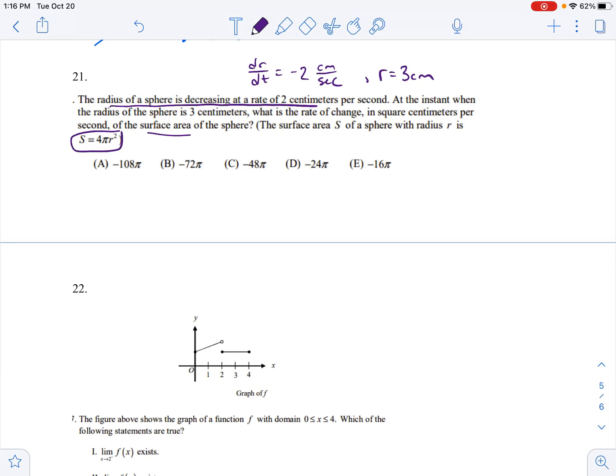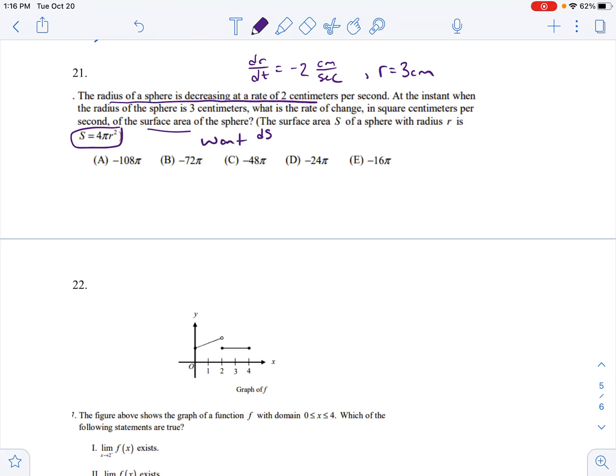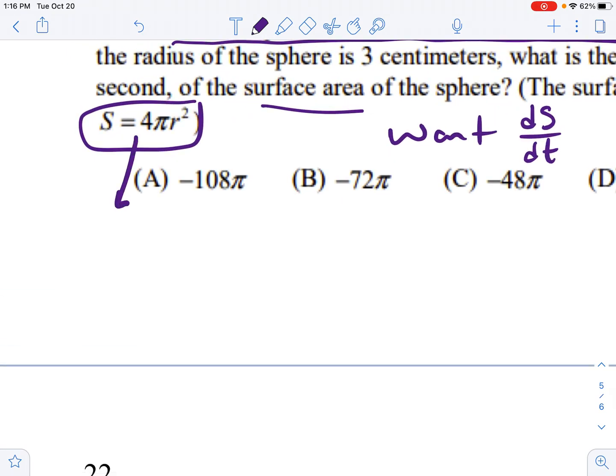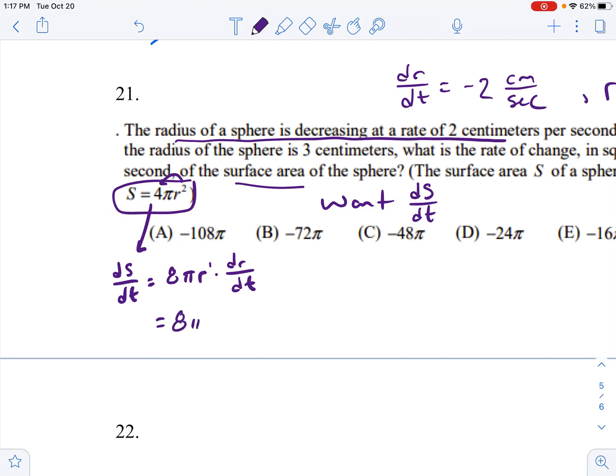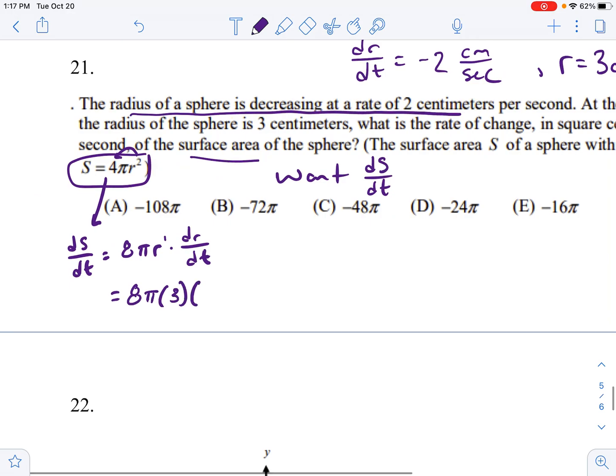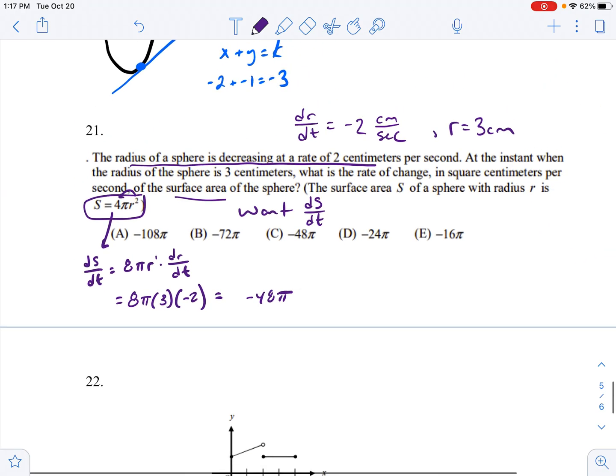And there's the formula. So we want ds/dt, the rate of change of the surface area with respect to time. Okay, so taking the derivative, on the left we get 1 ds/dt. On the right, we're going to get 8 pi r to the first times dr/dt. And I think we know both these pieces of information, so this shouldn't be hard. r is 3, dr/dt was -2, and it looks like we're going to get -48 pi square centimeters per second. And there you have it.